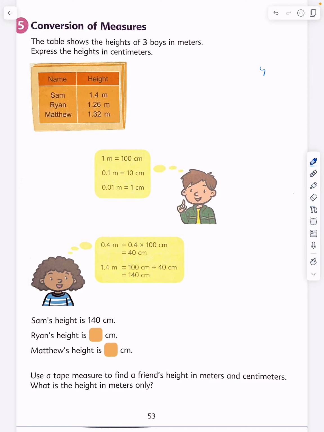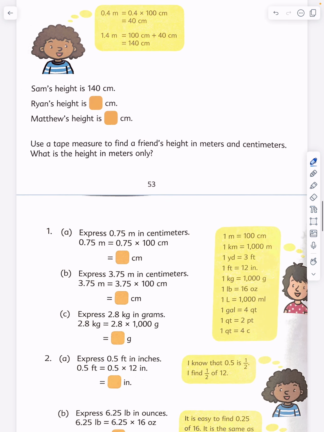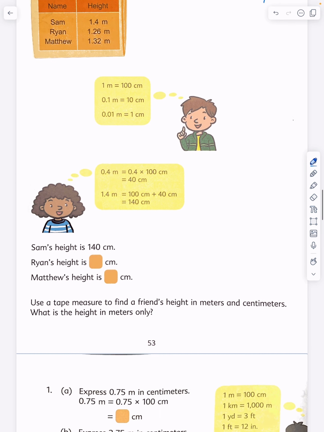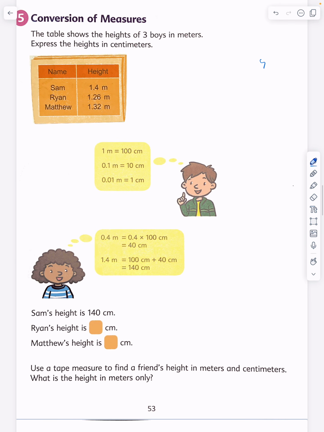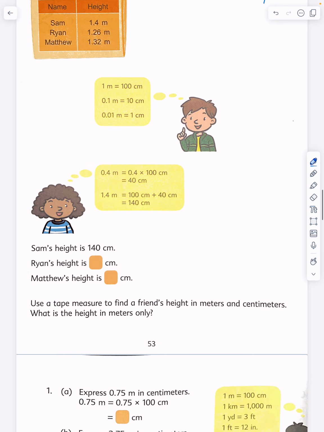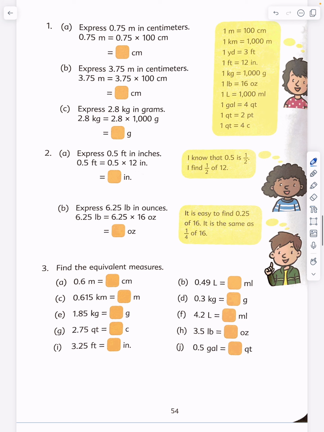Hello, hello. The topic of today's lesson is to convert units of measures for length, capacity, and weight. And we are going to consider all units, including metric, that is prevalent in most of the world, and United States units. So I am going to jump straight to page 54.